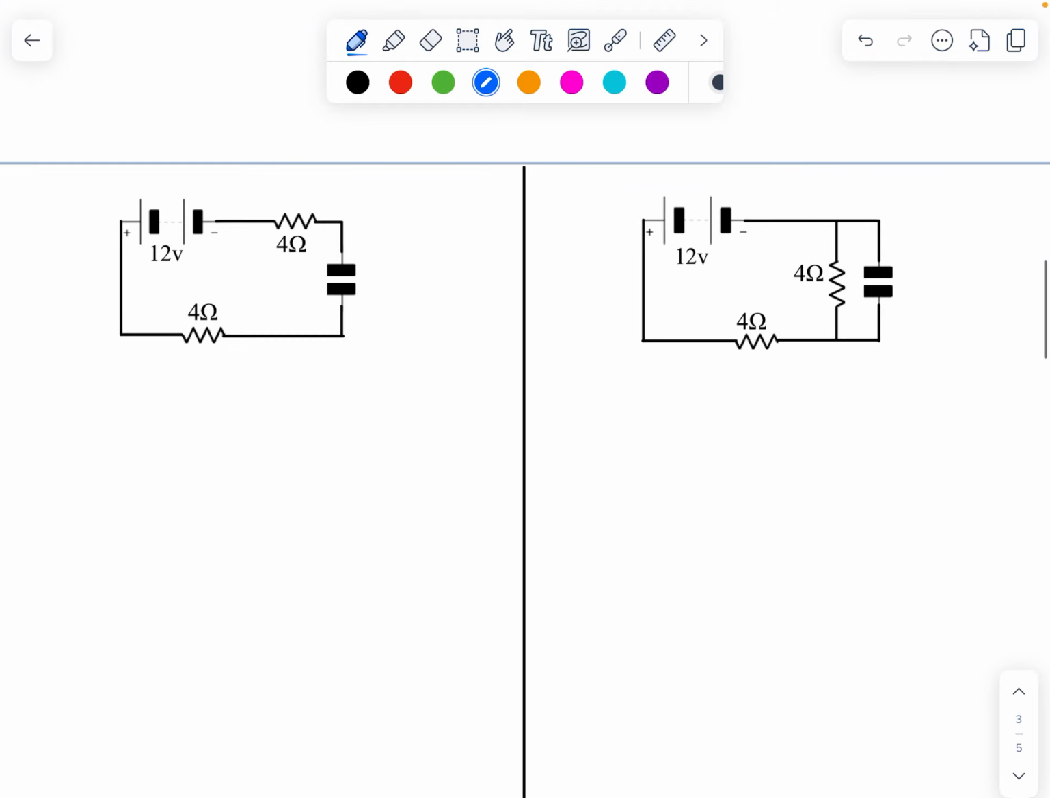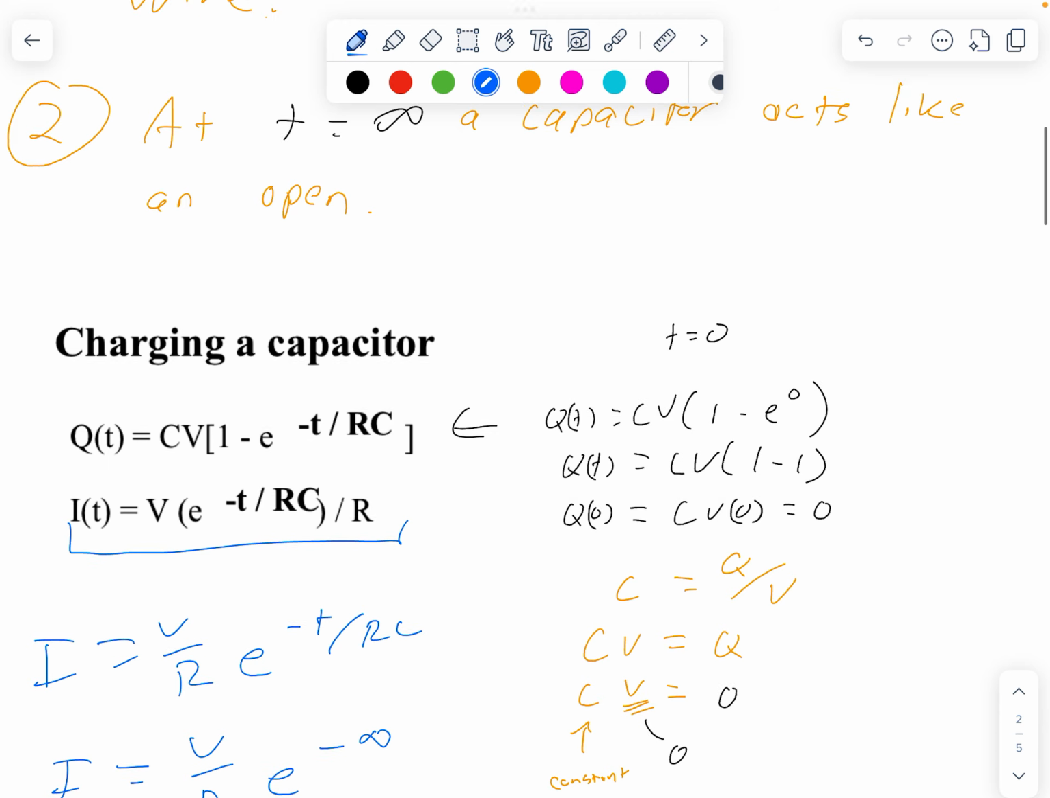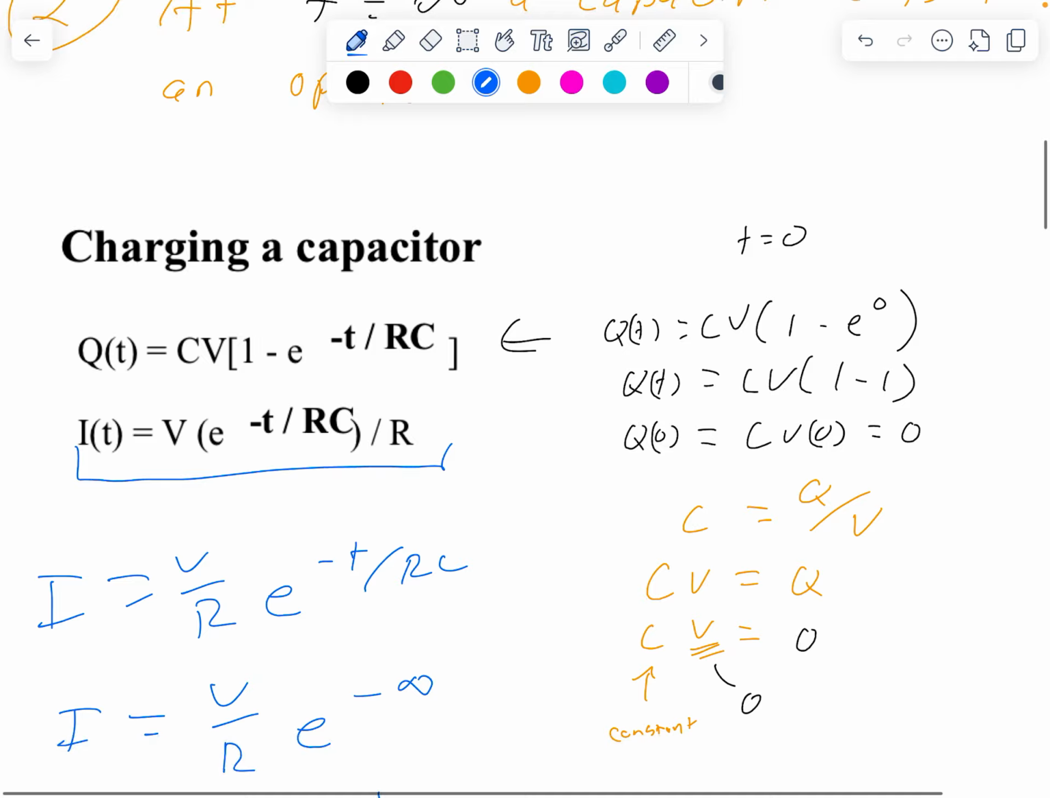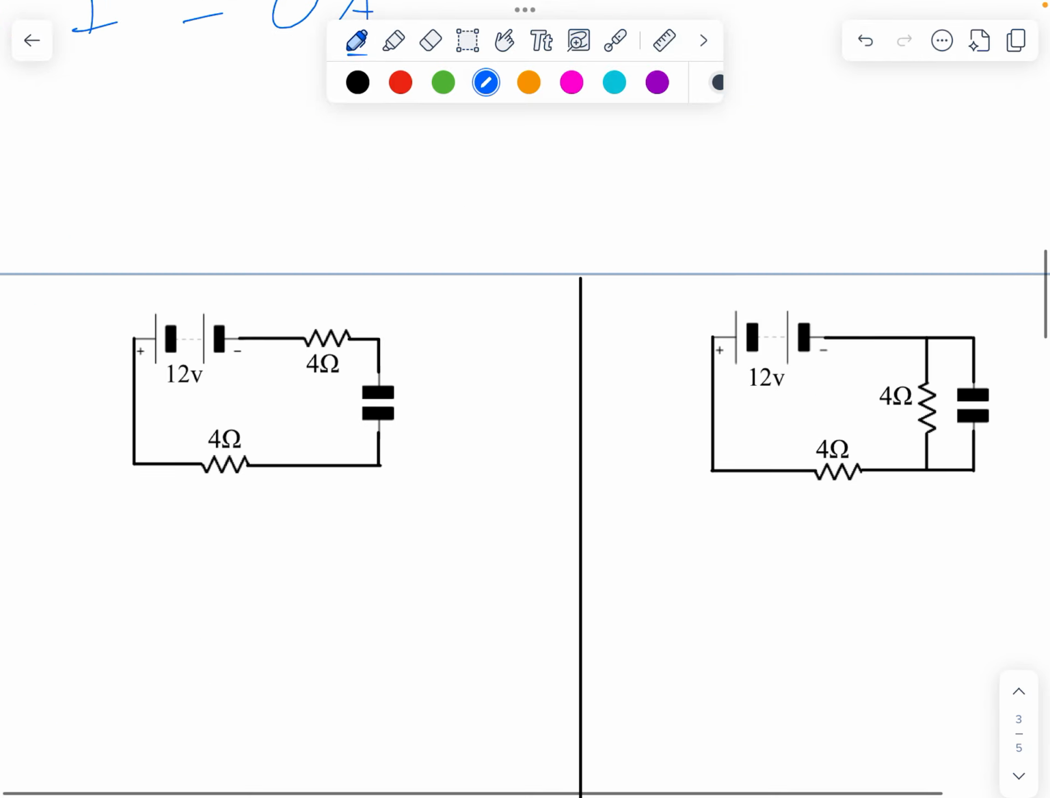So then I have these two circuits here, and these two circuits are supposed to be described by these two equations. Q of t is equal to CV times (1 minus e to the negative t over RC), and I of t is equal to V times e to the negative t over RC, all over R. They've got V's in there, they've got C's in there, they've got R's in there. So which voltages, which resistance values, what's going on here? Okay, so let's start with this one.